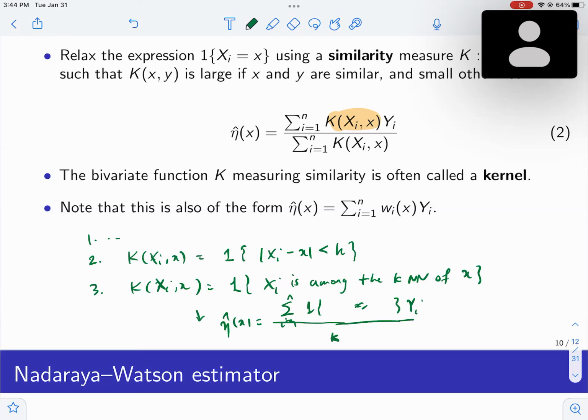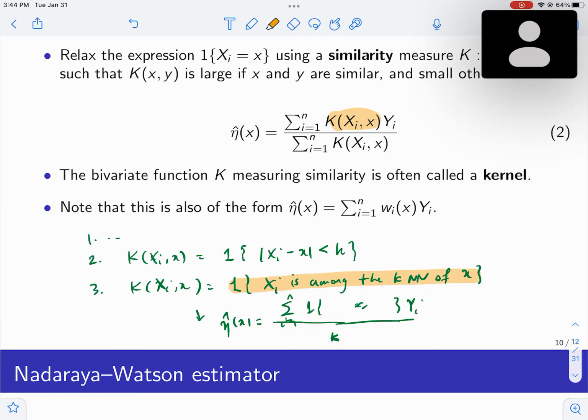So k nearest neighbors is an example of this with this kind of similarity measure. Okay, so you can say x is similar to xi if this holds. Sounds good? Questions? Does that make sense? So a great deal of interesting estimators can be written like this. Not a great deal, but this is a fairly general form.